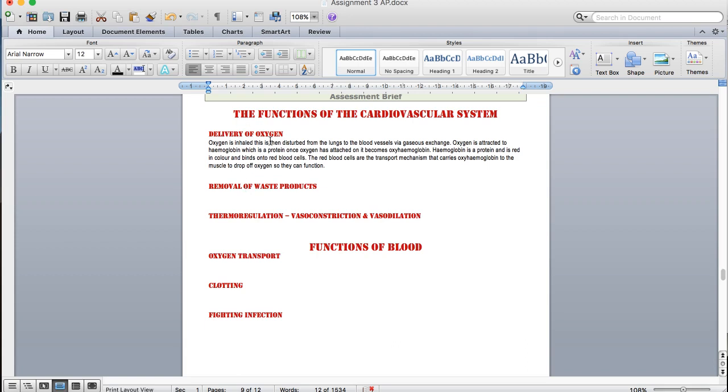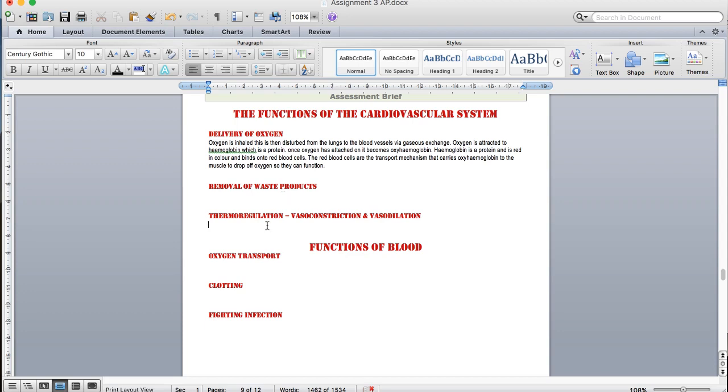So oxygen here, delivery of oxygen. Oxygen is inhaled and then distributed from the lungs to the blood vessels via gaseous exchange. Oxygen is attracted to hemoglobin, which is a protein. Once oxygen has attached on, it becomes oxyhemoglobin. Hemoglobin is a protein and is red in colour and binds onto red blood cells. The red blood cells are the transport mechanism that carries oxyhemoglobin to the muscles to drop off oxygen so they can function. So I'm talking about the delivery of oxygen and nutrients. I then do the same with the removal of waste products.